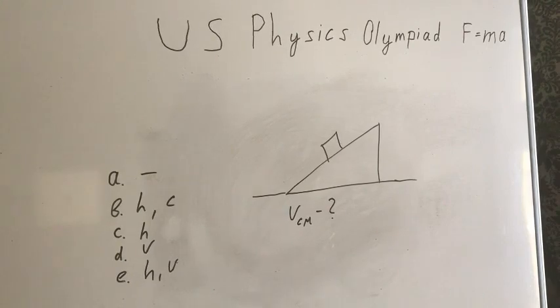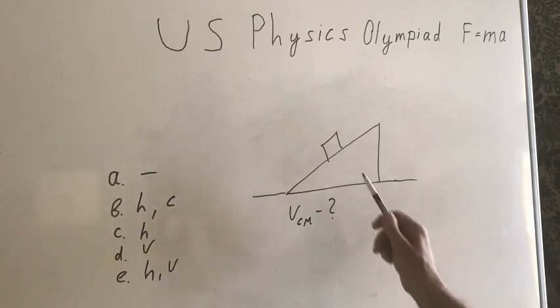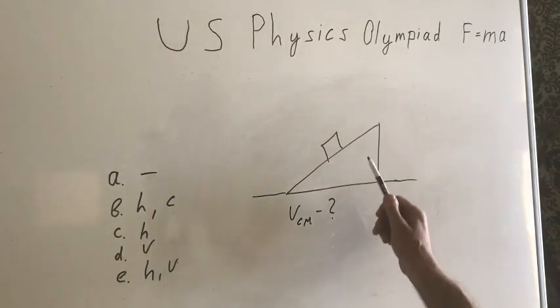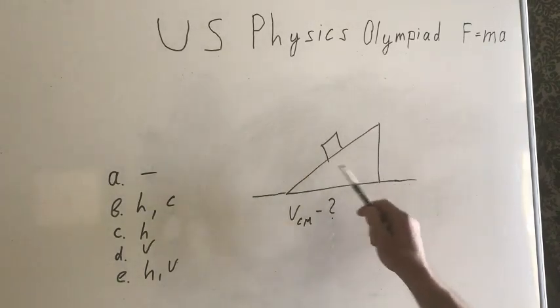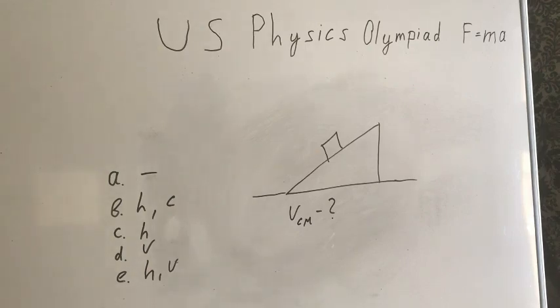Problem number 9. A large wedge rests on a horizontal frictionless surface as shown. A block starts from rest and slides down the inclined surface of the wedge, which is rough. So we have friction between these two objects. During the motion of the block, the center of mass of the block and wedge moves somehow, and we need to find how it will move.